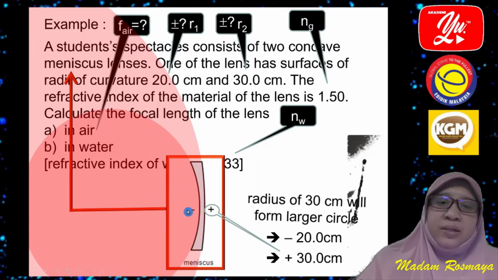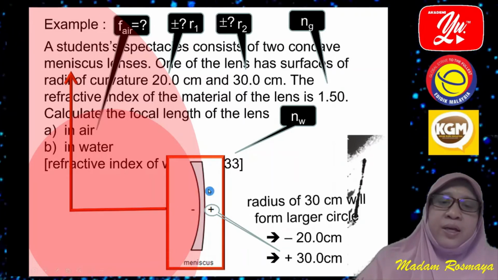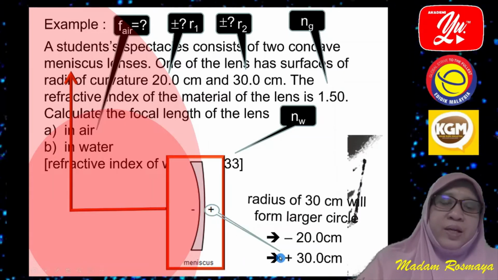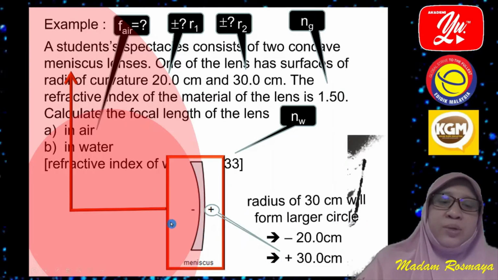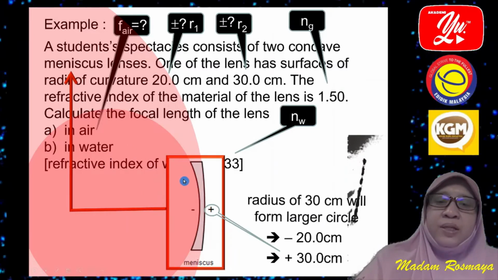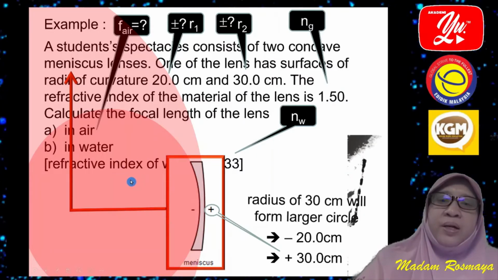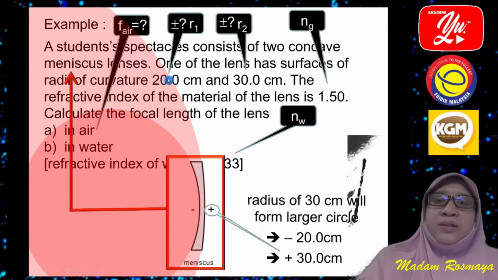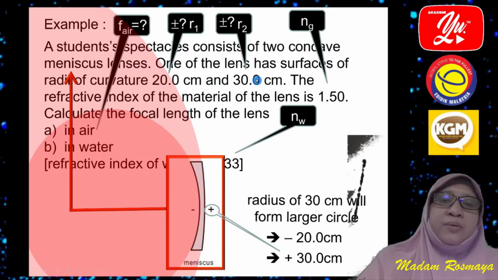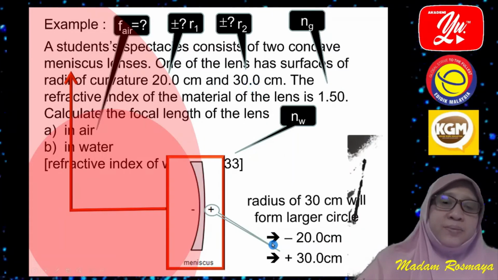So I repeat again, the curve on this side is a concave surface, so negative, and the convex surface here is a positive sign. To determine which one is 20 and which one is 30, you draw the circle, complete the circle made by this curve. If the circle is smaller, it must have the smaller radius, 20 cm. A larger circle must be made by the larger radius, 30 centimeter.